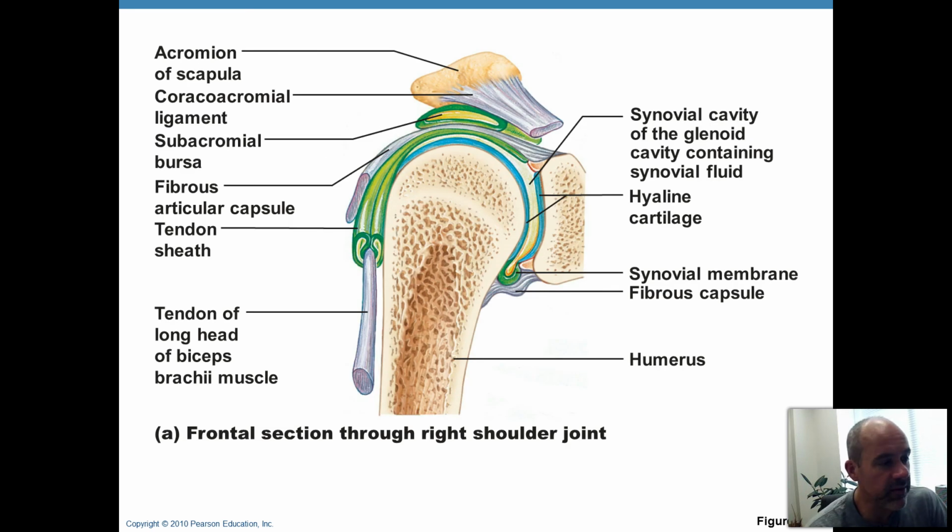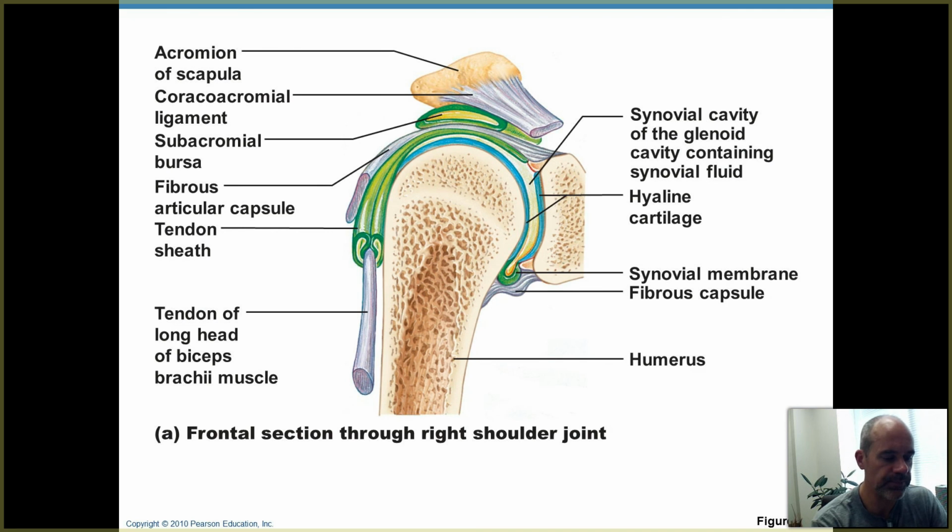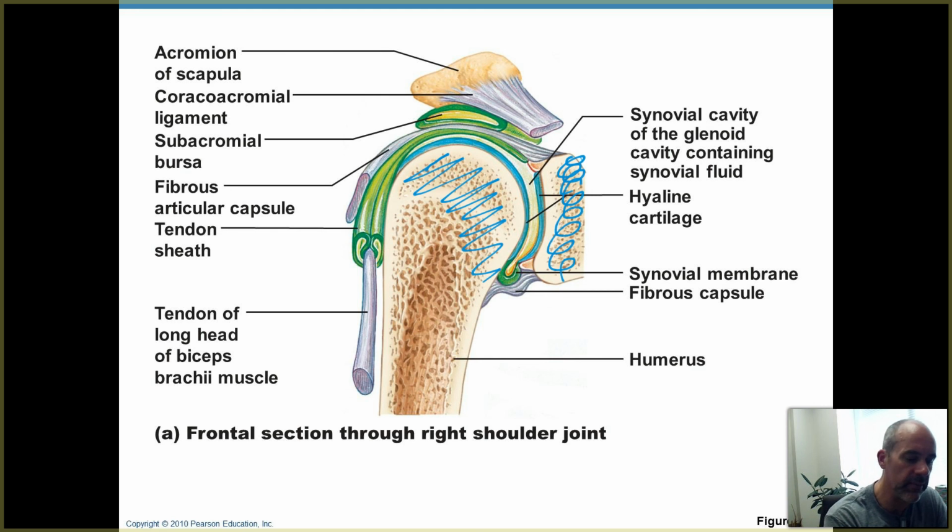All right, here's a frontal section, which is kind of weird to think about, but like a coronal slice through the shoulder joint over here. And so this is going to be the scapula over here, and then of course here's the head of the humerus up in here, and then here's the acromion process, or showing you part of that on the scapula. It's helping to form part of this joint.